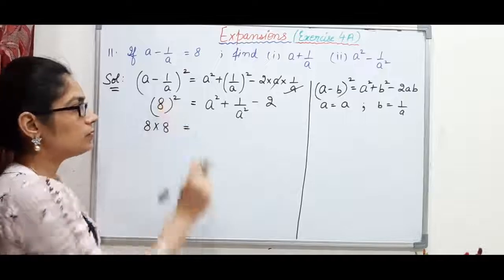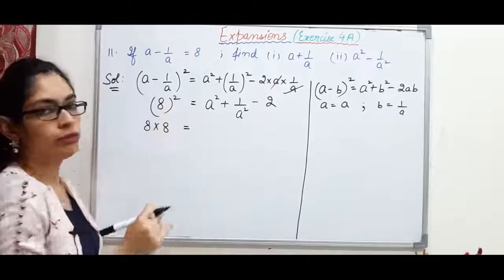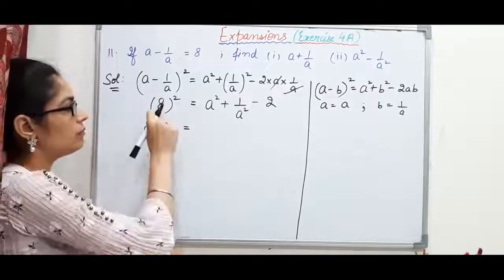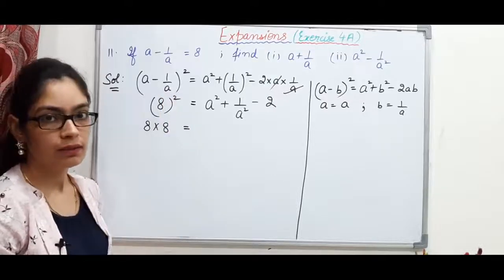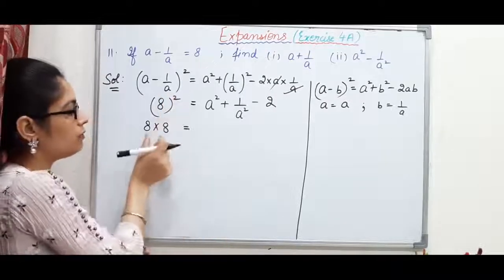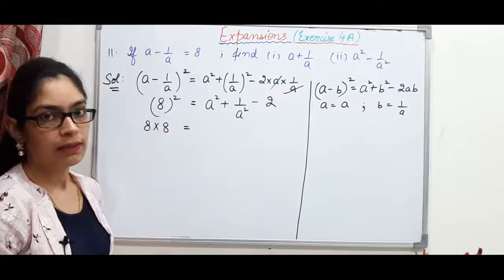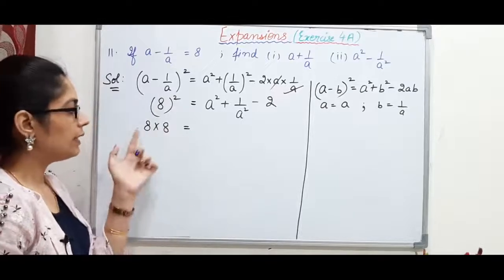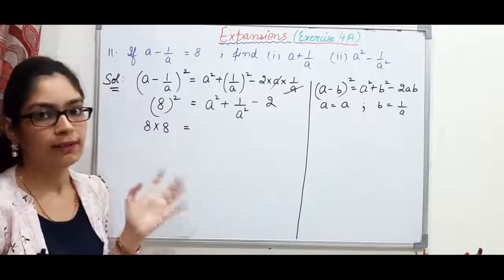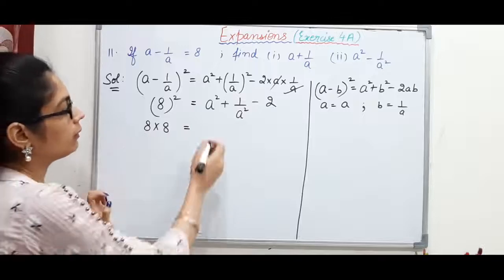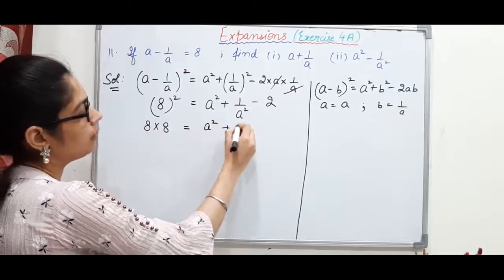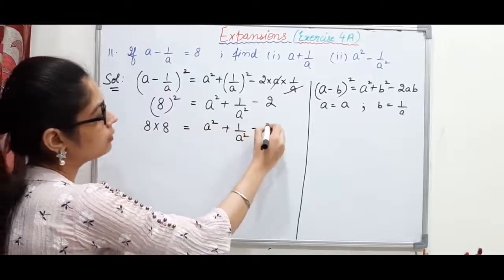See, power means this number, which is the base, we have to multiply that many times with itself. 2 is the power, so 2 times we have to multiply. So that is why I am writing this step. 8 into 8 we have to do, not 8 into 2. So 8 into 8, a square plus 1 by a square minus 2.